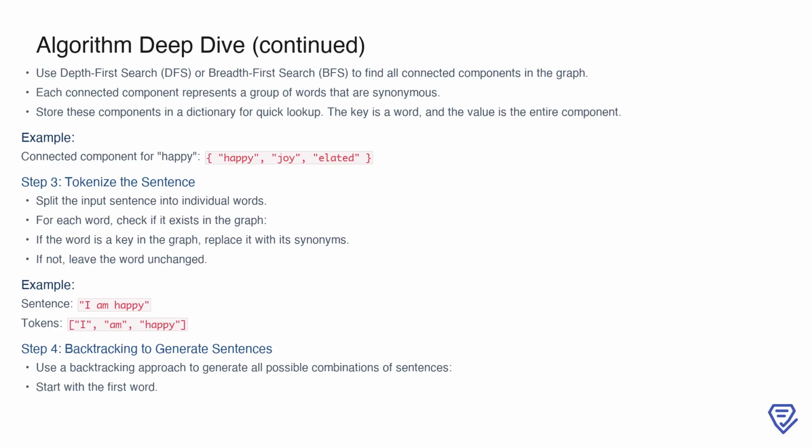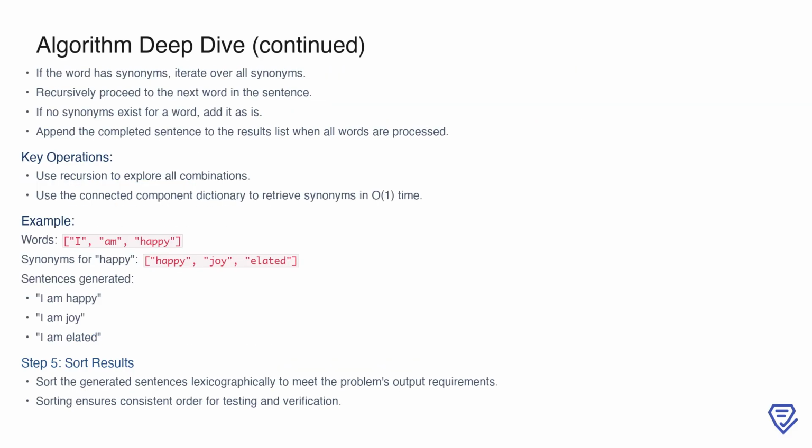For example, the sentence I am happy is tokenized into I, am, happy. The word happy is part of a connected component, so it can be replaced with its synonyms, while I and am remain as they are. Now, to generate all possible synonymous sentences, we use a backtracking approach. Starting with the first word in the tokenized sentence, we check if it has synonyms. If it does, we iterate over all synonyms, recursively proceeding to the next word.